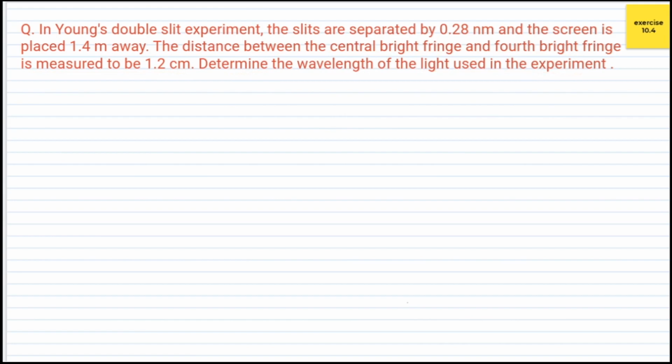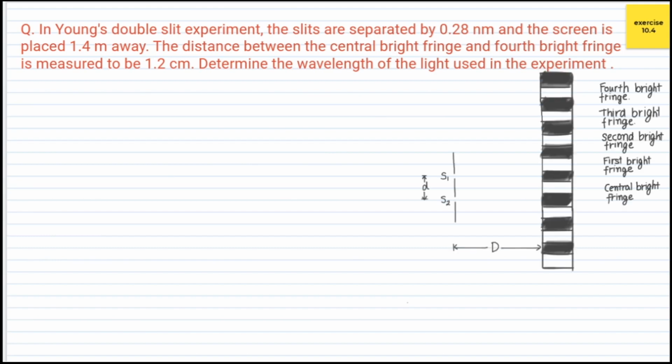So here in this question, the important points they have given: first of all, what kind of experiment is this one? This is your Young's double slit experiment. Fine. Now they have said that the slits are separated by 0.28 nanometer.